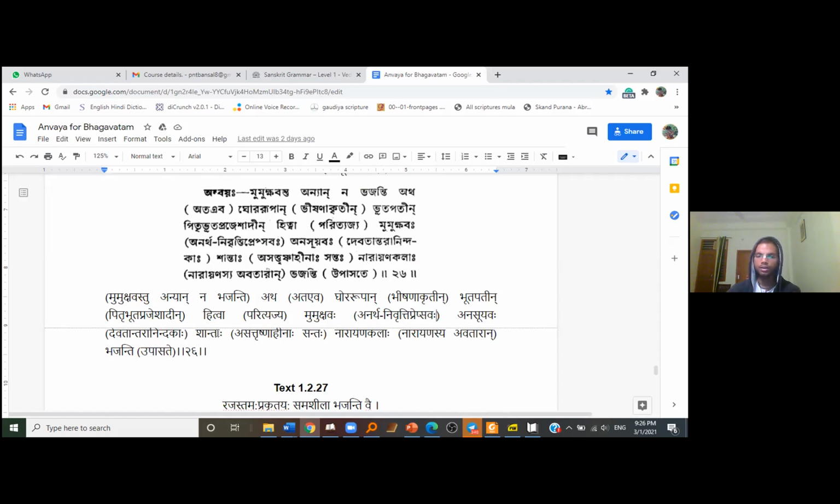And such devotees are Shantaha, which means Asat Trishna Hinaha Shantaha. They are devoid of any asat, material thirst, trishna. So Shanta refers to the devotees, the saints. So being such Mumukshava, Anasuyava, Shanta, they worship, Bhajanti means Upasate, Narayana Kalaha, Narayanasya Avataran. So in such a state, they worship the different incarnations of Lord Narayana.